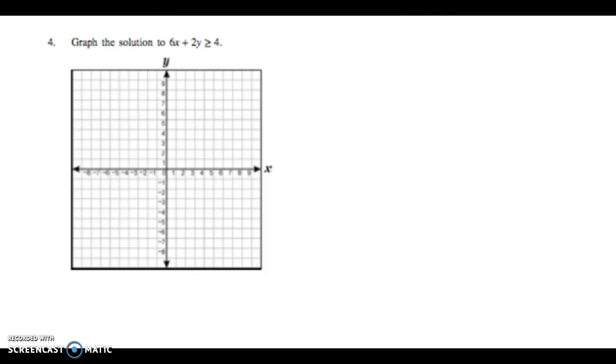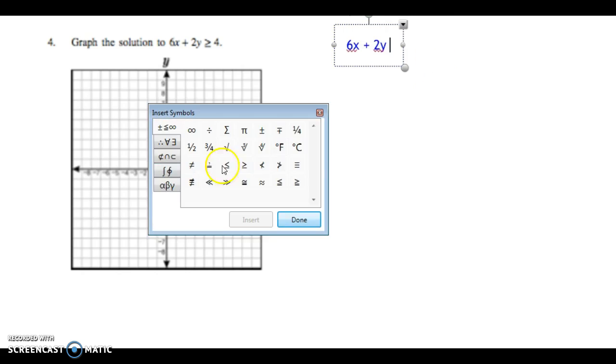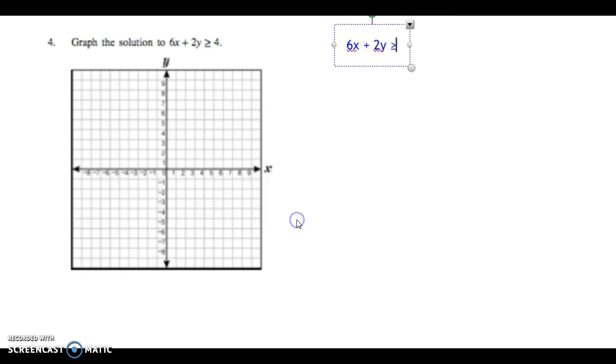No big deal. It asks you to graph the solution to 6x plus 2y is greater than or equal to 4. And in order to do that, we have to solve for y. So we'll write it down: 6x plus 2y is greater than or equal to 4. So we got to solve this for y in order to graph it.